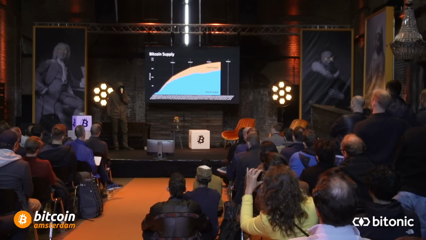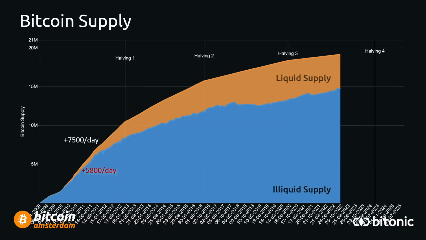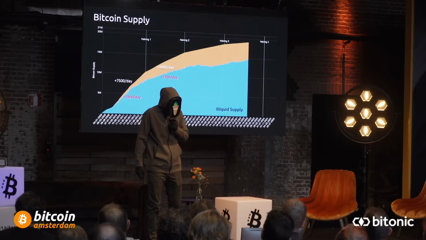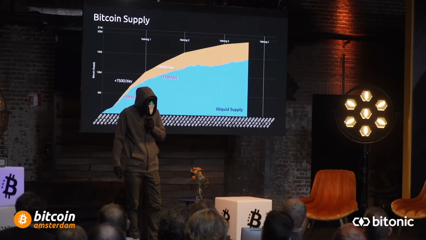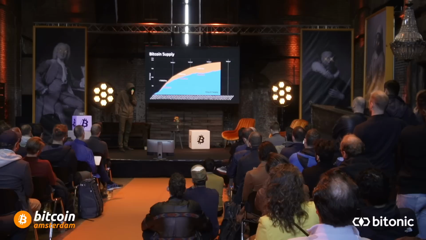Now, is there another interesting observation that we can see from this graph? Let's look at the growth rate of the liquid supply versus the growth rate of the total supply. Now, we can see that the growth rate of the total supply is always outpacing the illiquid supply. For example, in the first halving, we can see 3,900 coins a day are added to the network, whereas only 2,700 coins a day are becoming illiquid. And so that remains until the third halving here.